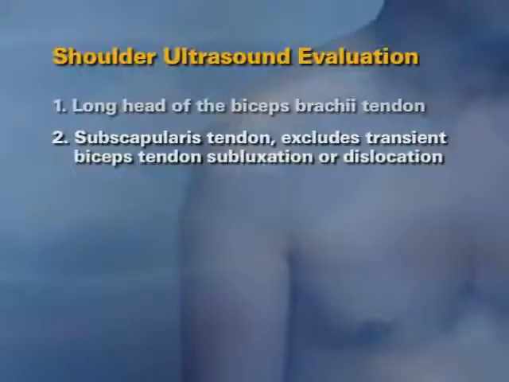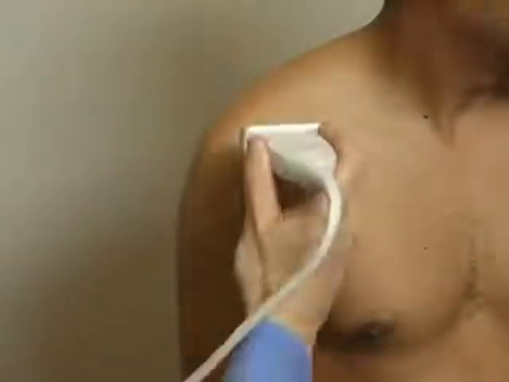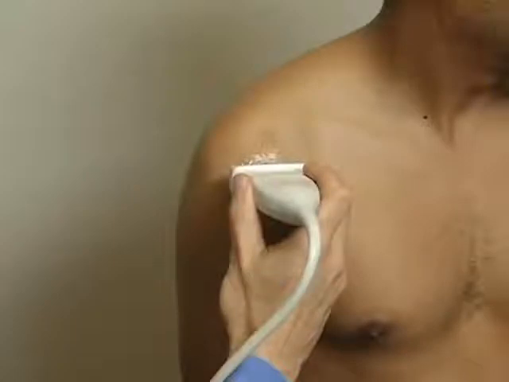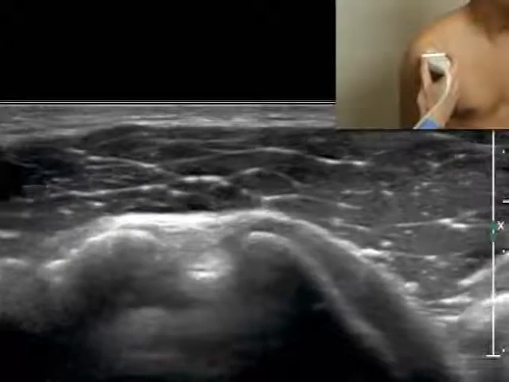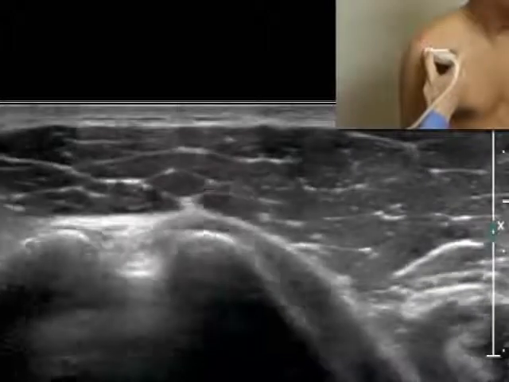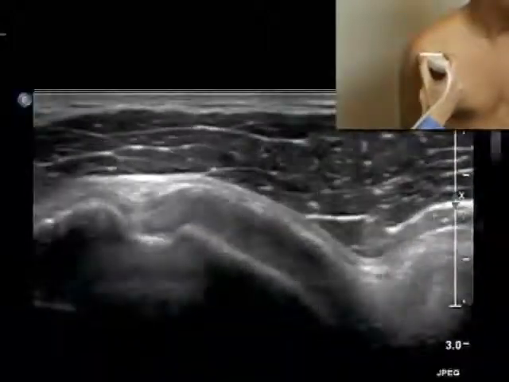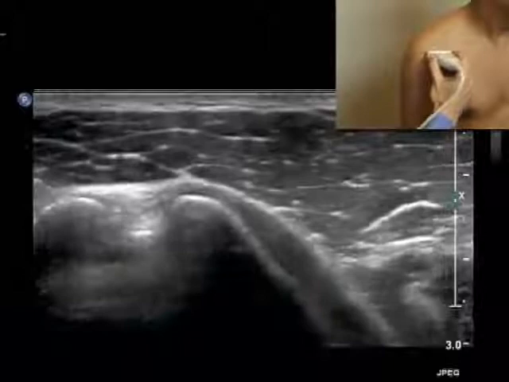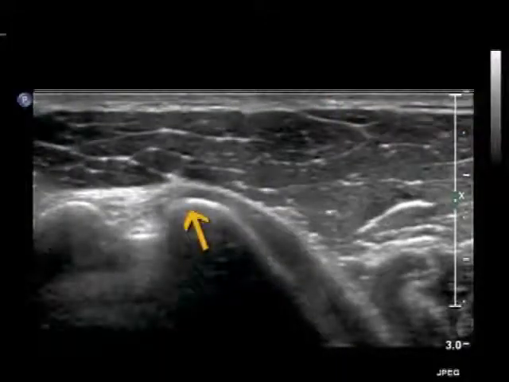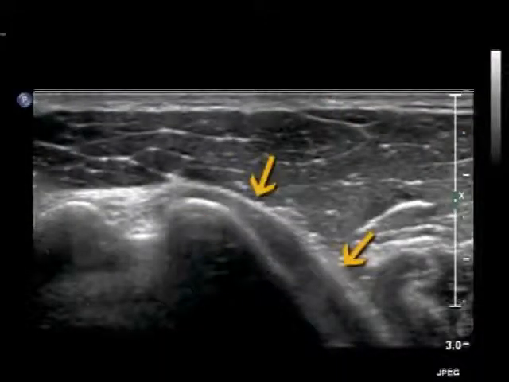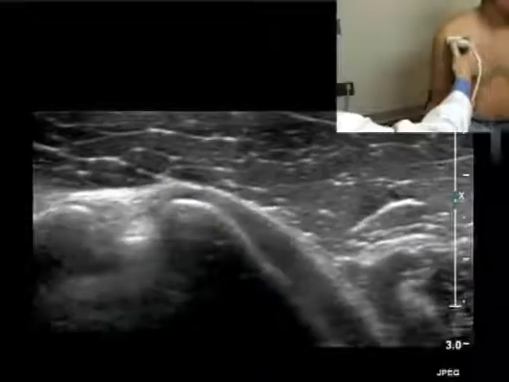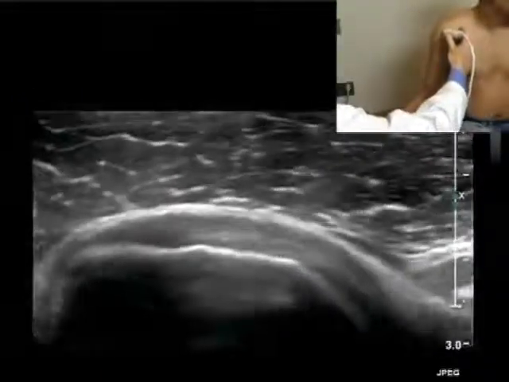Step 2 evaluates the subscapularis tendon and excludes transient biceps tendon subluxation or dislocation. With the patient in neutral position, the transducer is again placed in the axial plane over the anterior shoulder. This is completed to identify the bicipital groove and the long head of the biceps brachii tendon. The transducer is then moved medial over the lesser tuberosity of the proximal humerus, shown here with the arrow. In this neutral position, the subscapularis tendon courses obliquely to insert onto the lesser tuberosity and will appear hypoechoic from anisotropy. The patient is then asked to externally rotate the shoulder by moving their hand laterally.